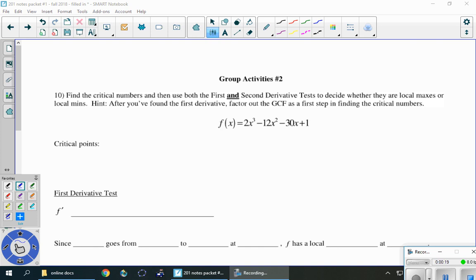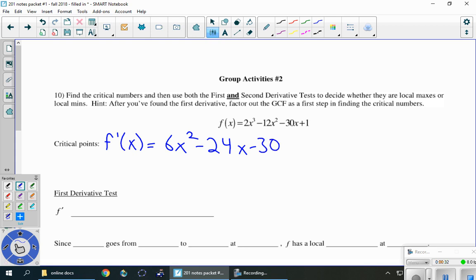First step for both of the processes we're about to use, the first and second derivative test, is to find the critical points. So that means taking our derivative, 6x squared minus 24x minus 30, finding out where it's undefined, which is never, and also finding out where it's equal to 0, and that's what we're after. And so now we'll read the hint. After you found the first derivative, factor out the GCF. So let's do that.